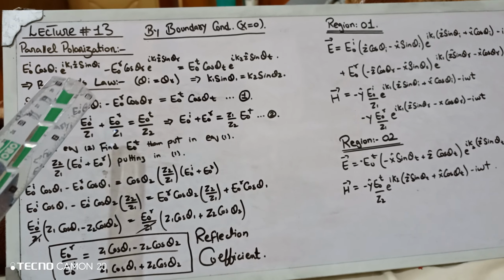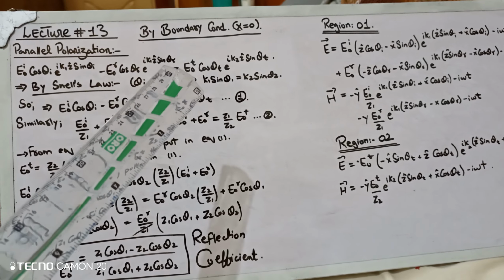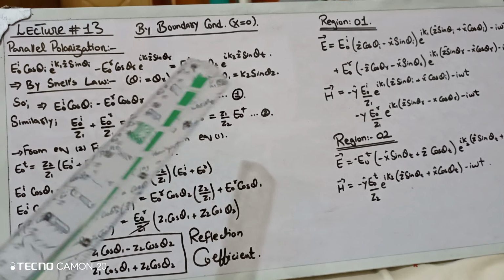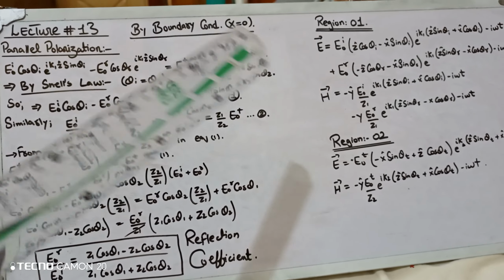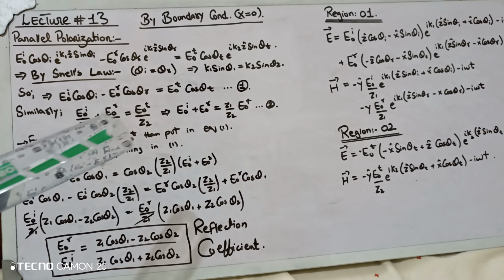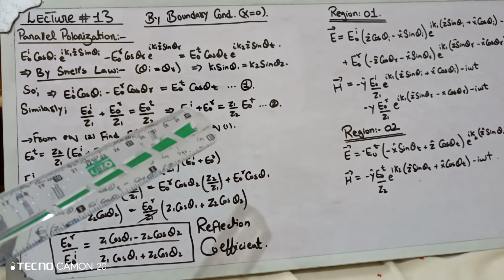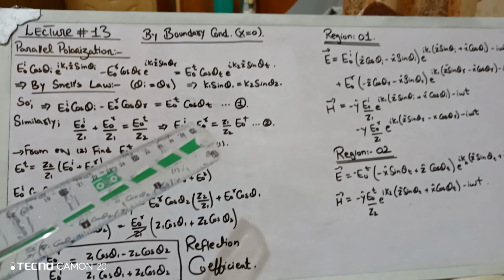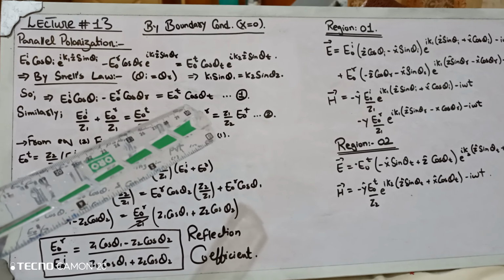Whenever k1 sin theta becomes equal to k2 sin theta in Snell's law, the exponential term equals this and equals this, so you take the exponential term common and cancel that exponential term, so you will only be left with E naught i cos theta i minus E naught r cos theta r equals E naught t cos theta t. So this is your final equation for the case of the electric field.